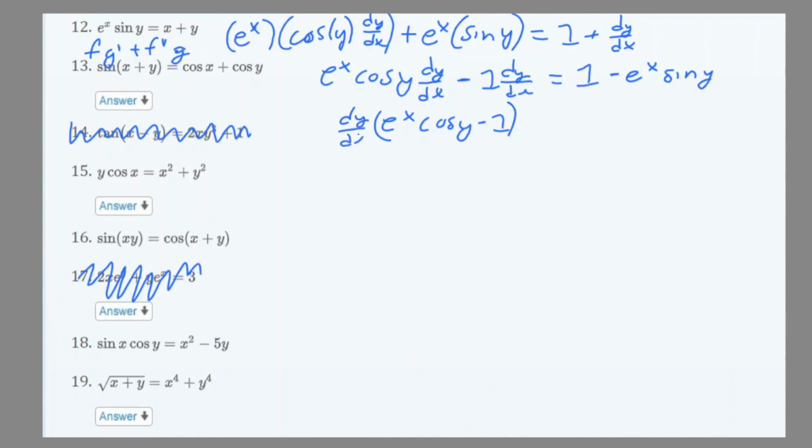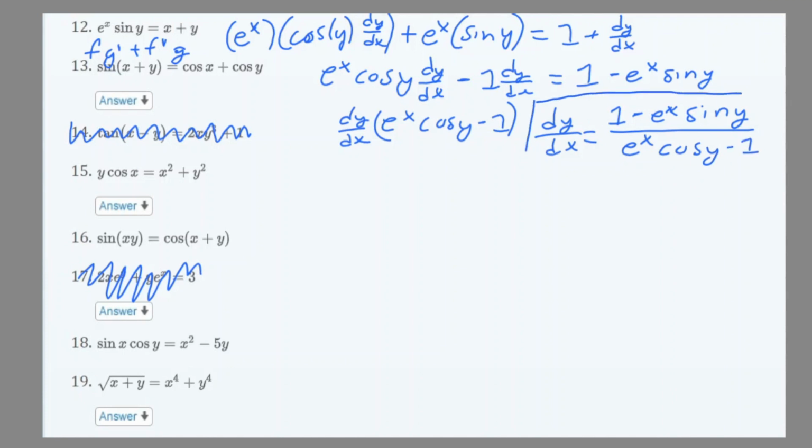dy/dx. And all we need to do is just divide this on both sides, and now we get dy/dx by itself. So if we divide them, our answer would be dy/dx is equal to 1 minus e to the power of x sine y over e to the x cosine y minus 1. And that will be your final answer.